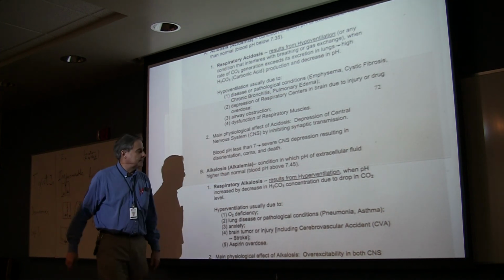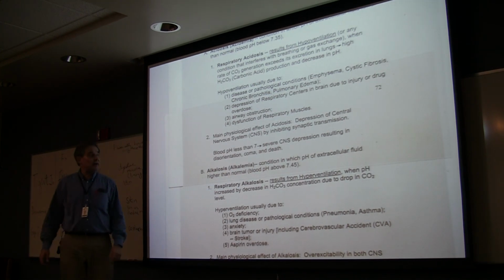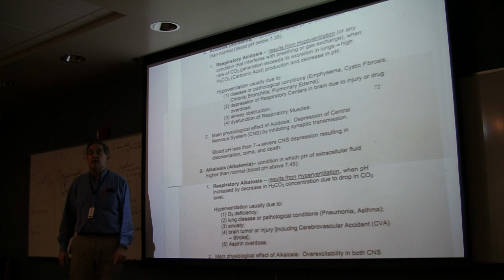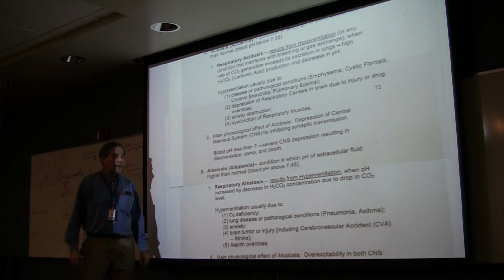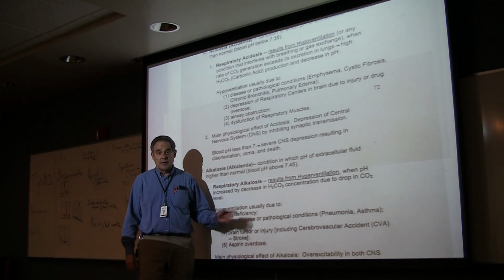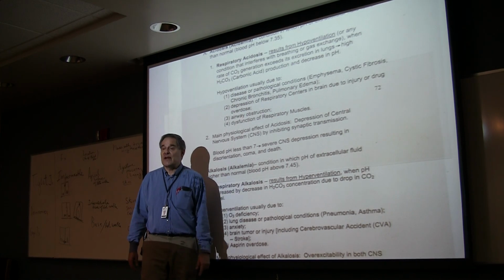Okay, the other condition is alkalosis, or alkalemia. Now the pH is too high. In this case, the pH in the blood, for example, would be above 7.45.